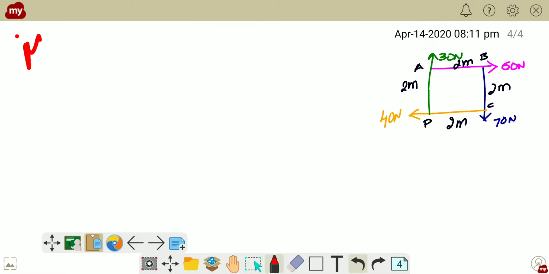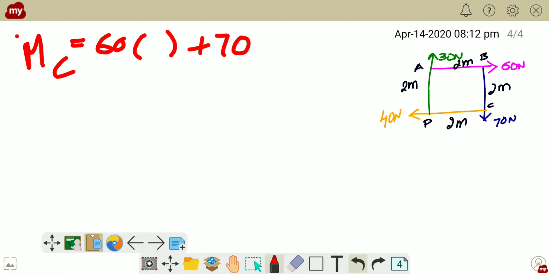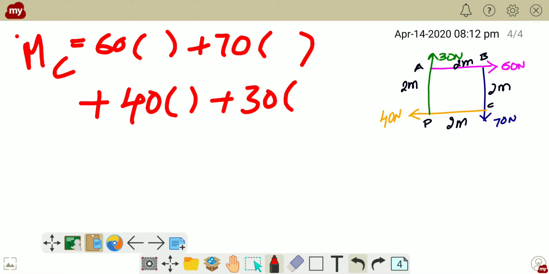Moment at point C. You can clearly see in the picture. Let us write all the forces again: 60 plus 70, 70 plus 40 plus 30. What are the total moments acting at point C?